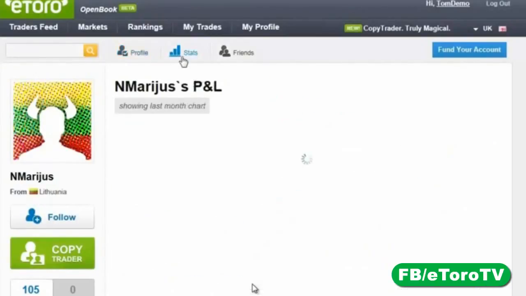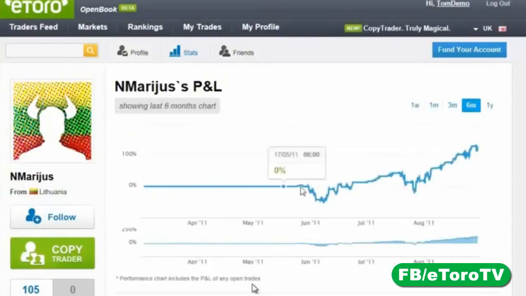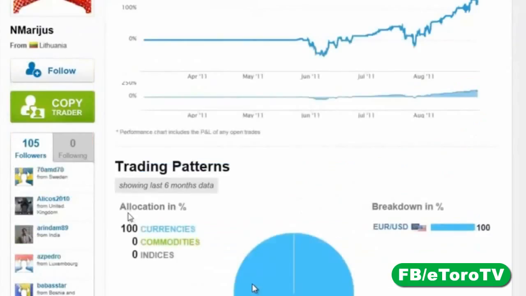Let's go into the stats and look at his stats, okay? Let's look at his stats over the last 6 months. Yeah, he did have a problem in the beginning, but then he learned. He learned, and he learned well, and even though he tumbled a little bit overall, he is rising up, and we can see something that is consistent and something that we can actually appreciate.